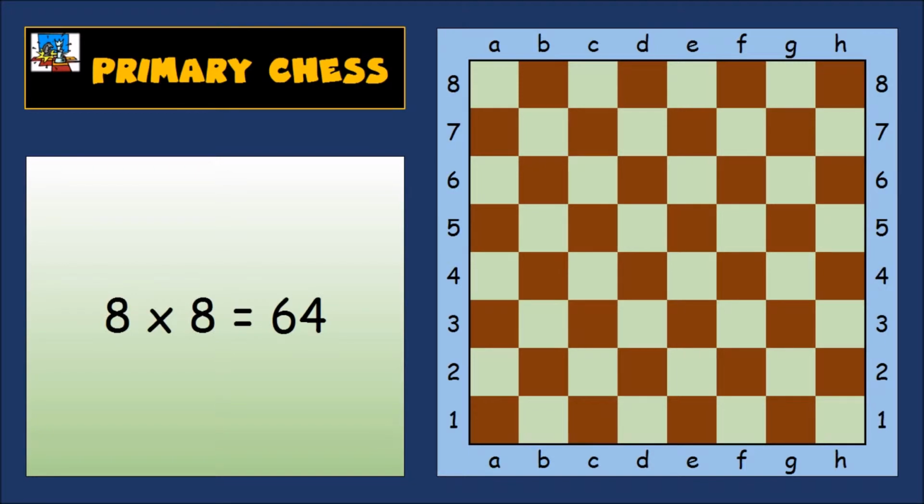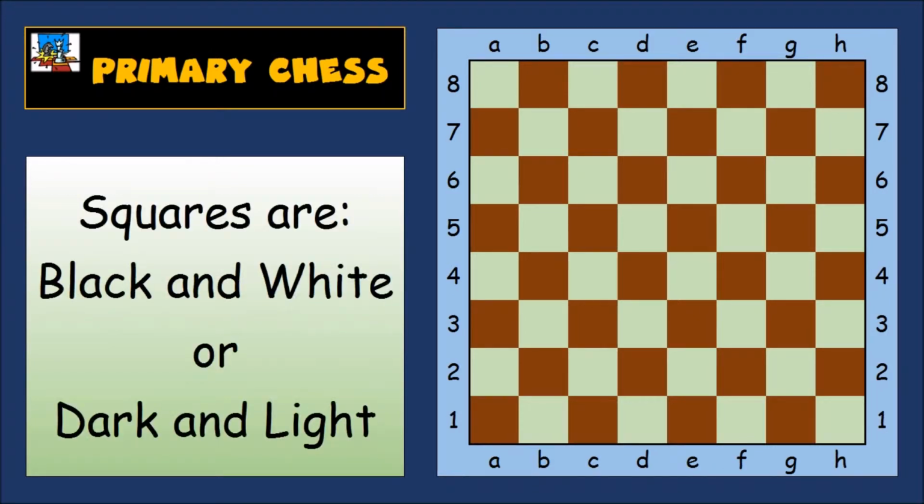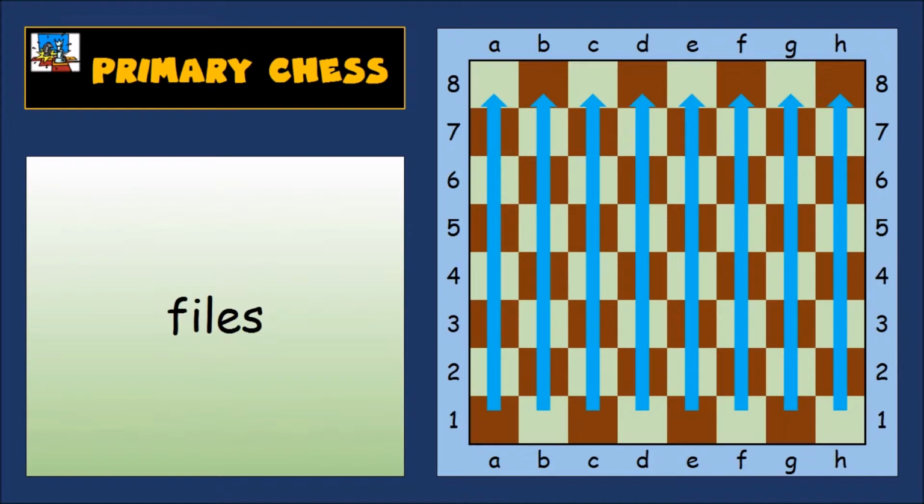A chessboard is a grid of squares with 8 rows and 8 columns. That's 64 squares in total. The squares are coloured alternately. It doesn't matter what colours the squares are, we always call them the black and white squares, or sometimes the dark and light squares. The columns are called files. Each file is labelled with a letter from A to H.